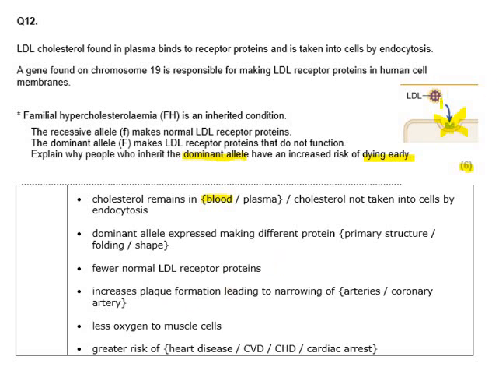The fact that the cholesterol remaining in your blood plasma increases plaque formation or the formation of atheromas and narrowing your arteries. If you've got these narrowed arteries and higher chance of a blood clot, you're not getting oxygen into your muscle cells. And if you're not getting oxygen to your muscle cells, like your heart, you're going to have a greater risk of heart disease because the cells cannot respire, or a heart attack, cardiac arrest.